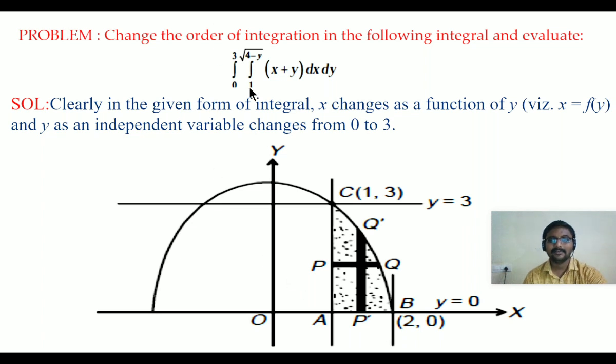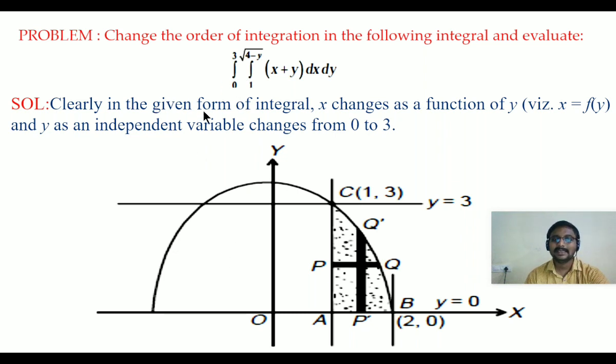Once again, look at the figure. The x limits are 1 to root of 4 minus y. x equal to 1 means a line parallel to the y axis. Next, x equal to root of 4 minus y is a curve, which is a parabola. It meets the x axis at (2, 0). y equal to 0 means the x axis, and y equal to 3 means a line parallel to the x-axis. So this is the region according to the given limits.